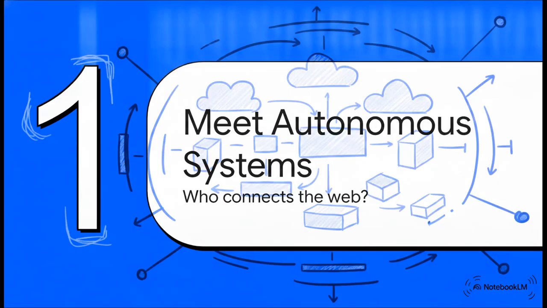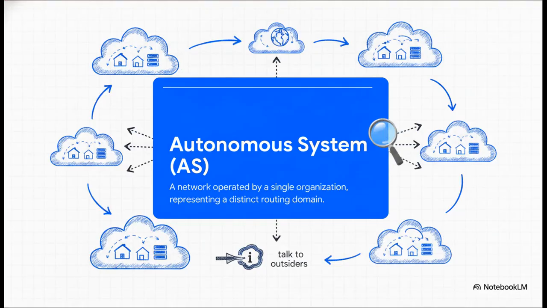Obviously, to understand how the internet connects, we first need to meet the entities doing the connecting. So section 1, meet the autonomous systems. An autonomous system, or an AS as it's commonly known, is basically an independent neighborhood on the internet. It's a network, or maybe a group of networks, operated by a single organization representing a completely distinct routing domain. Now, they manage all of their own internal traffic beautifully, but without a connection to the outside world, well, an AS is essentially just an isolated digital island.